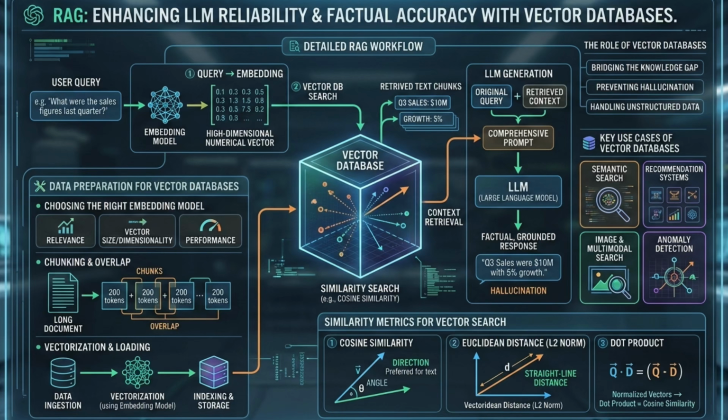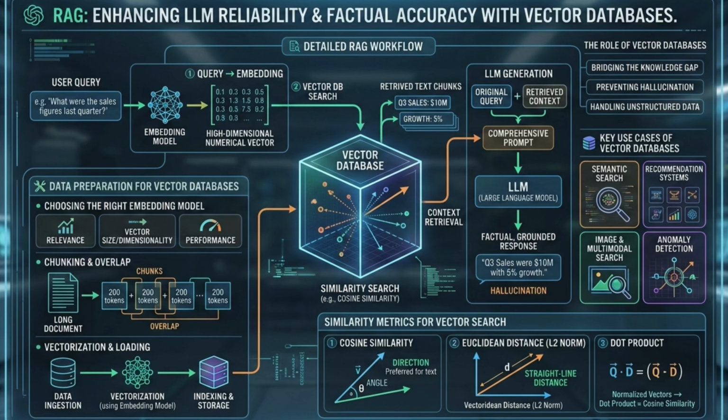Then we have image and multimodal search. This allows searching across different data types. For example, using a text query to find a relevant image or an image to find similar images. So how it works is that specialized multimodal embedding models map different data types into the same vector space. This allows a text query vector to be compared directly against an image vector to find semantic matches.